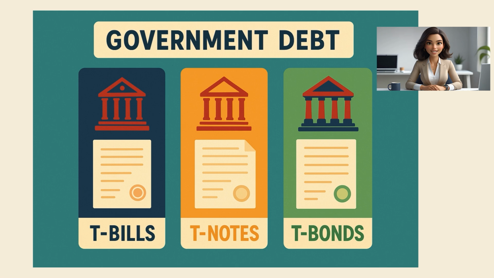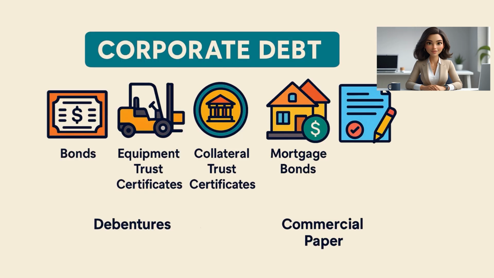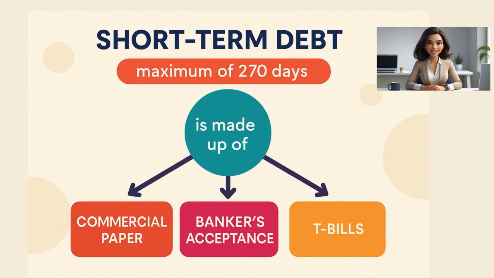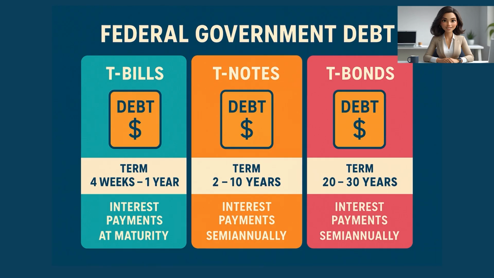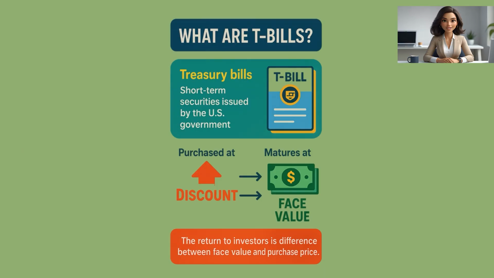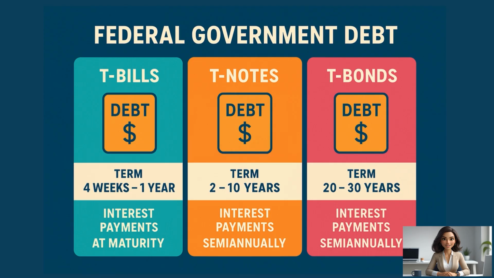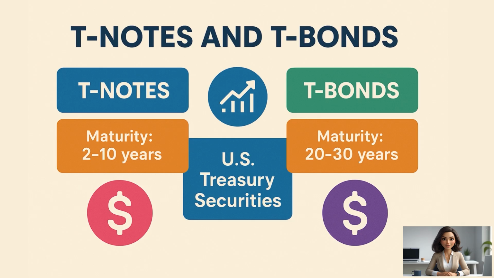Debt securities are another type of product that is highly testable on the exam. Debt can be government debt like U.S. government debt and municipal bonds, and it can also be corporate bonds and some short-term debt instruments. U.S. government debt, such as T-bills, T-notes, and T-bonds, are backed by the full faith and credit of the U.S. government. T-bills are short-term, and they are sold at a discount. There are no semi-annual interest payments on T-bills like there are with notes and bonds. T-notes and T-bonds have semi-annual interest.